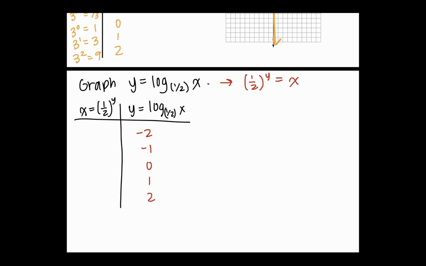Okay. And now for my x's, this should be 1/2 to the -2, which is 4. If I go 1/2 to the -1, that's where we're going to get the 2. 1/2 to the 0 is 1. 1/2 to the 1 is 1/2. 1/2 squared is 1/4.